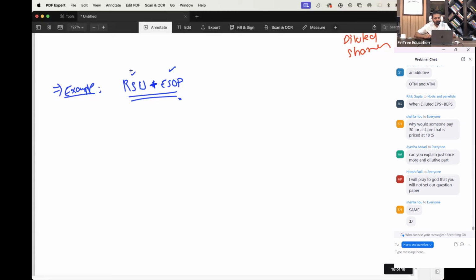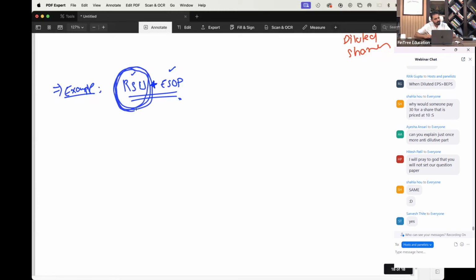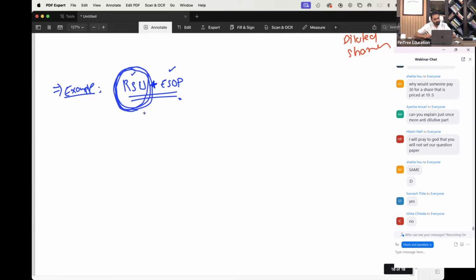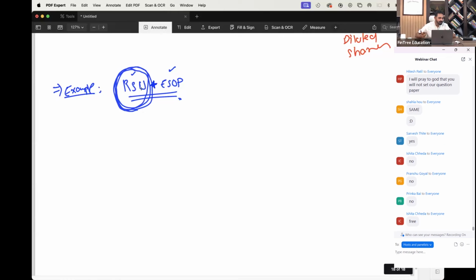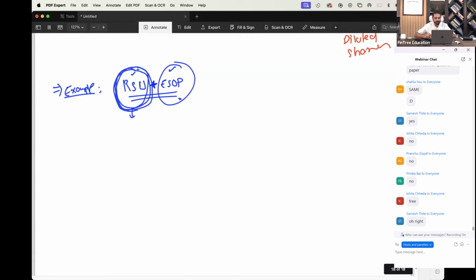Correct? Now, can RSUs become anti-dilutive? No. Why? We are giving them free, right? So the shareholder will always say, fine, we'll take them. So RSUs will never be anti-dilutive, but ESOPs can be anti-dilutive. So when you have two of them, then you want to be a little careful about which part is dilutive, which in the curriculum example, one of them is anti-dilutive.